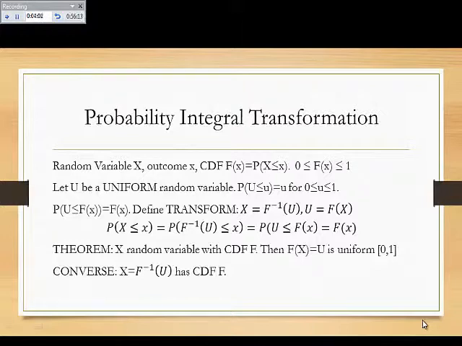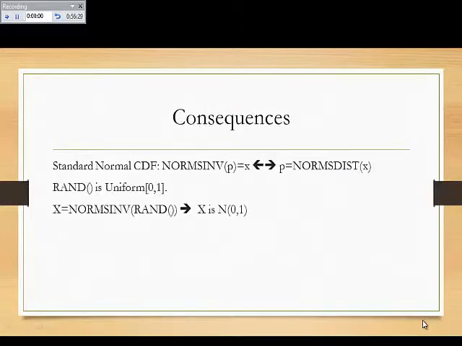So x equals F inverse of U has CDF F. This is the probability integral transform. Take any CDF F, calculate its inverse, apply it to the uniform variable, and you've got the variable that you want. Very simple. Now, what are the consequences of this probability integral transformation?